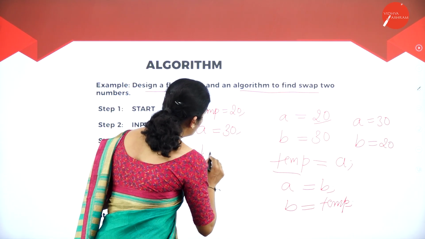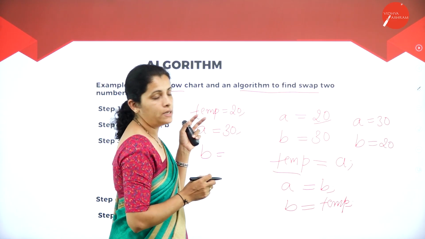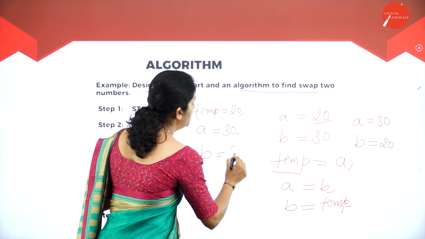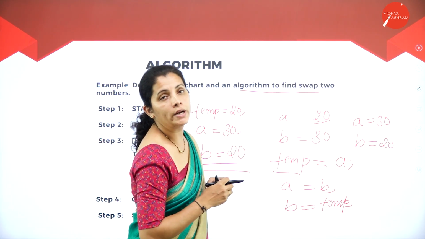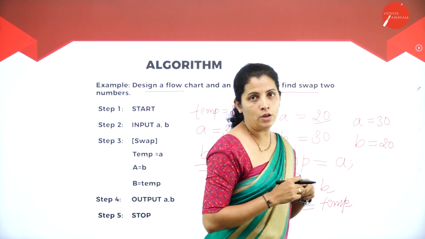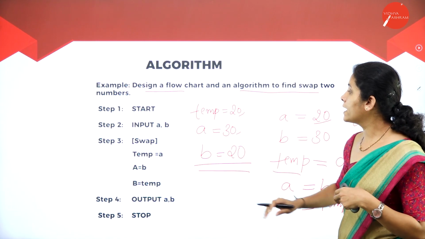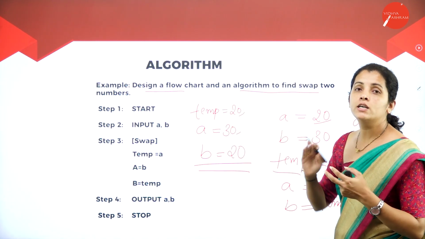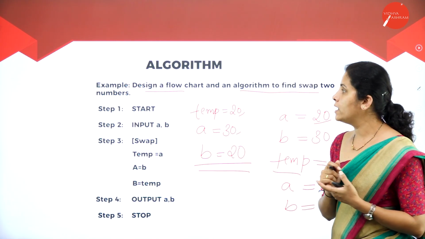Now B is empty. So what will I do? I'm going to assign the temp value. What is the value of temp now? That is 20. Now B is 20. So this is the way I can interchange both the values. That means with the help of a temporary variable, I can swap my values. Here swapping is nothing but interchanging two values.